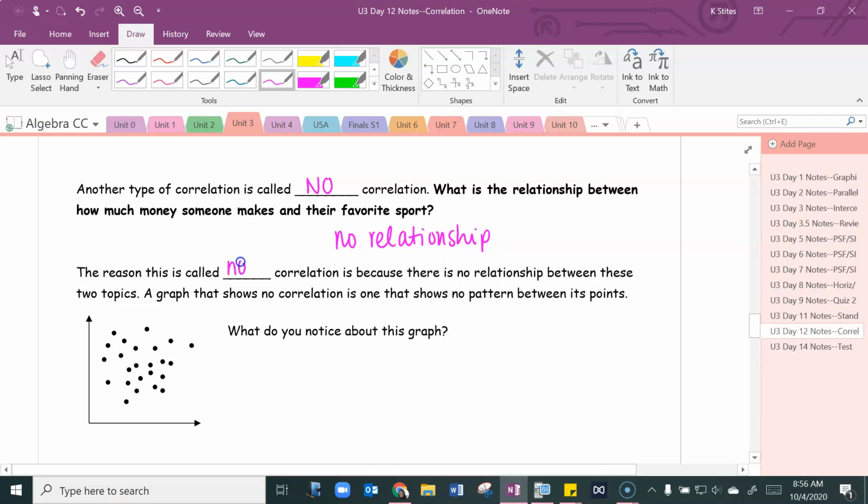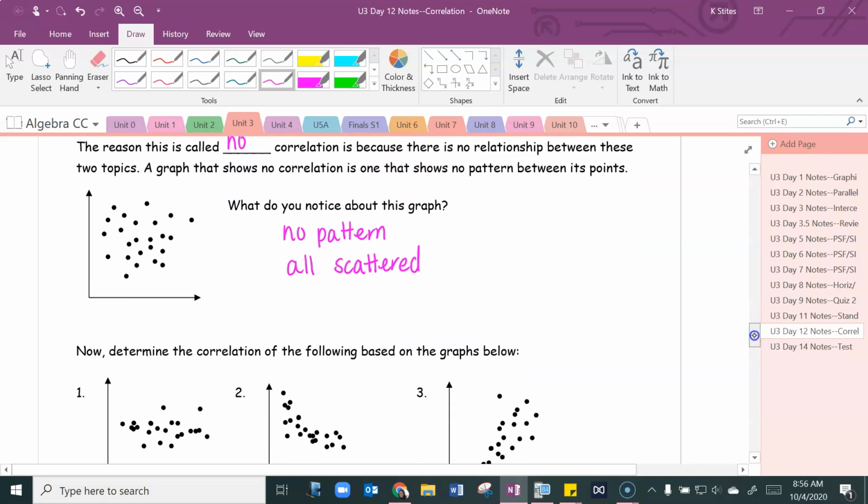All right, so the reason this is called no correlation is because there is no relationship between these two topics. A graph that shows no correlation is one that shows no pattern between its points. So we can see these dots here are all over. There's no pattern. People also like to say that it's all scattered about. So this tells you there's no relationship between the two topics being discussed.